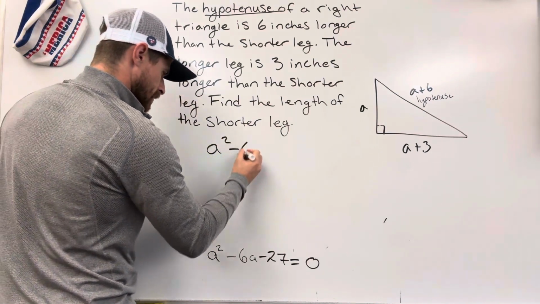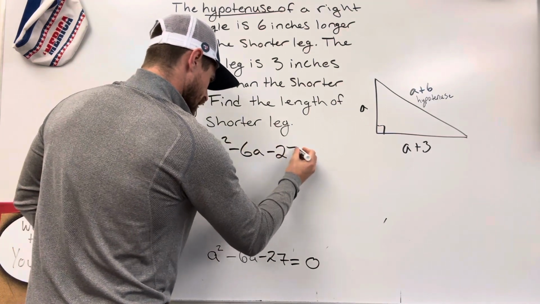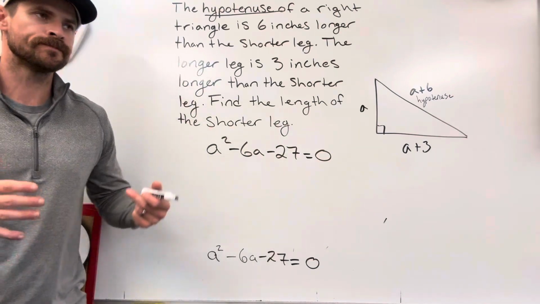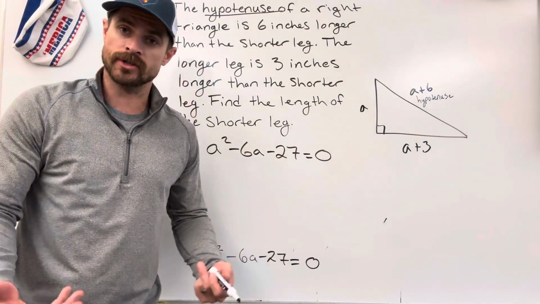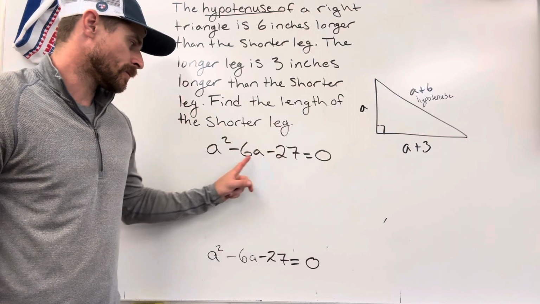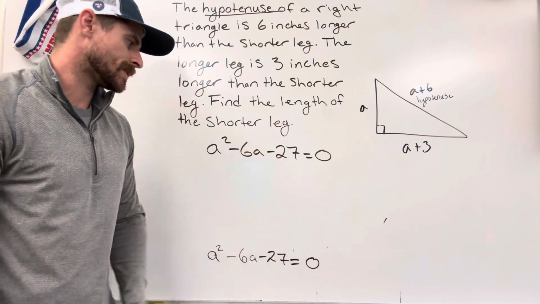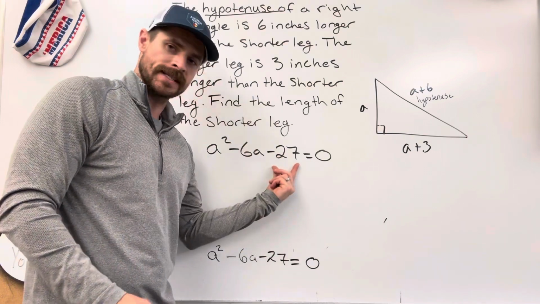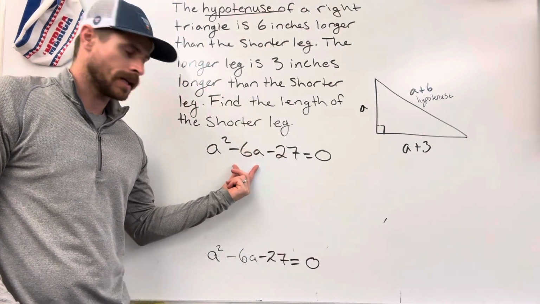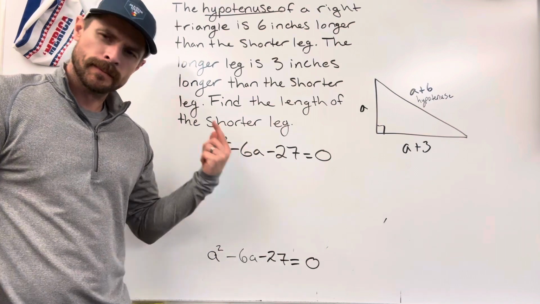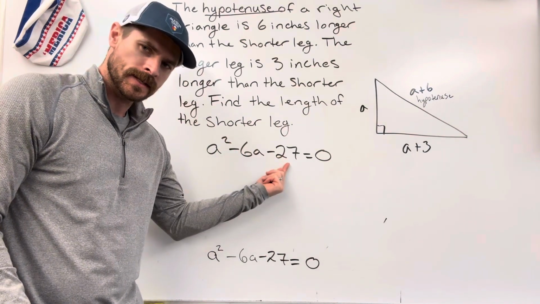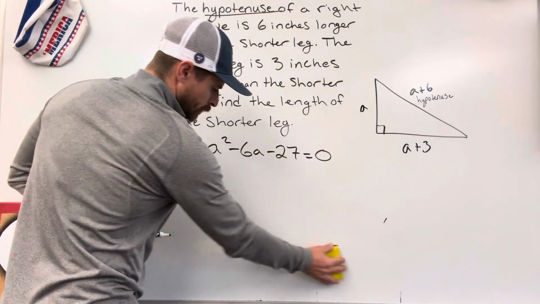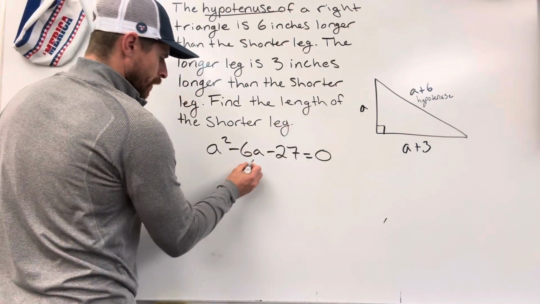A squared minus 6a minus 27 equals 0. Now, if you know what you're doing when it comes to quadratics and how to solve them, I'm looking at these numbers right here and I get excited when I see those because I'm already thinking of two numbers that multiply together to make negative 27, but when I add them together, I get negative 6. Two numbers that multiply together to make negative 27, but add together to make negative 6. I want you to try and think of what those are right now while I start factoring it out.